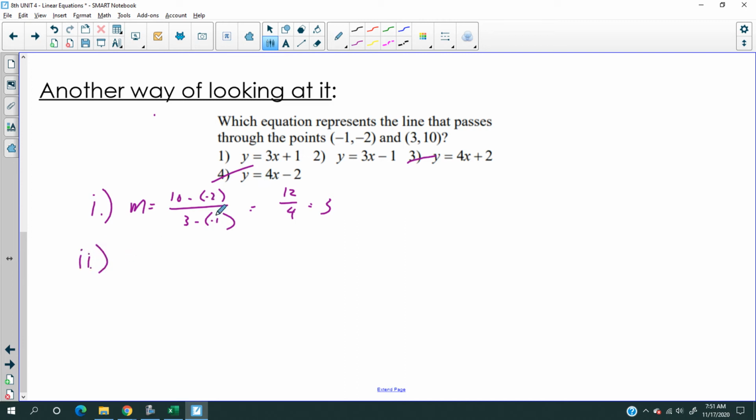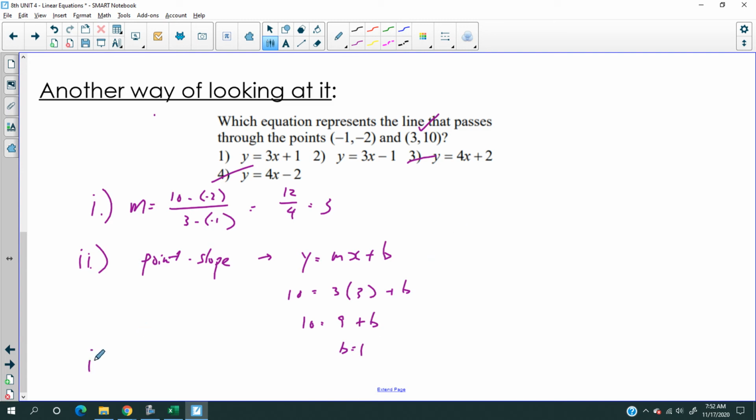So let's see, what's the next step? Use the point slope form. So the point slope form says you substitute, so y equals mx plus b. I'm just gonna use the second point because I don't see any negatives, okay? So 10 equals, what's the slope again? 3 times 3 plus b, right? Nothing crazy here. 10 equals 9 plus b, b equals 1.